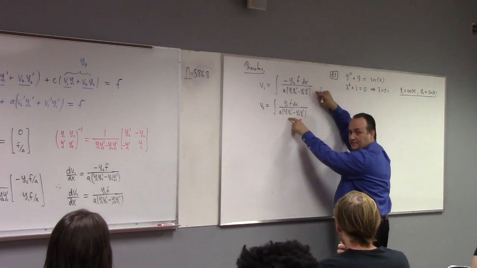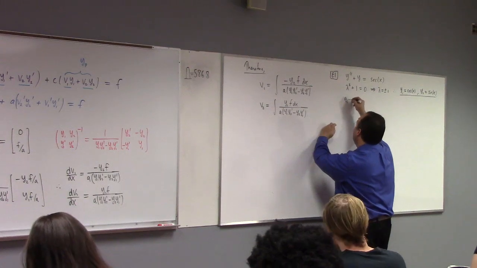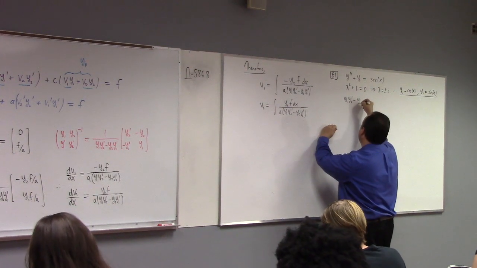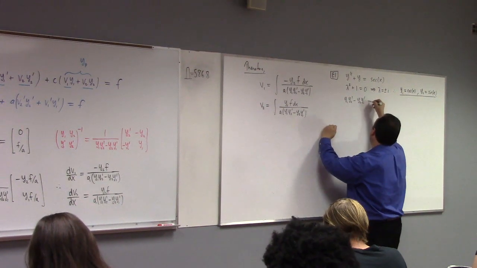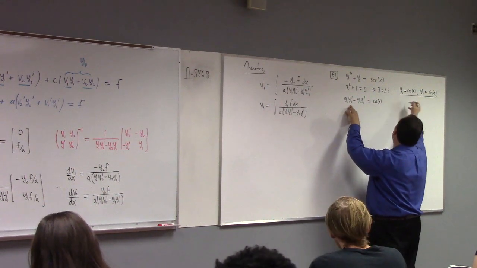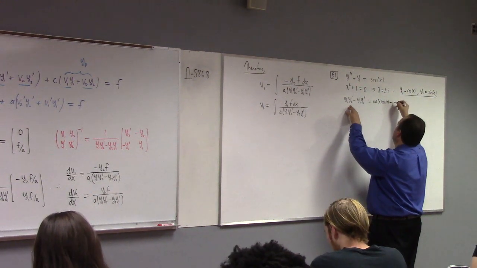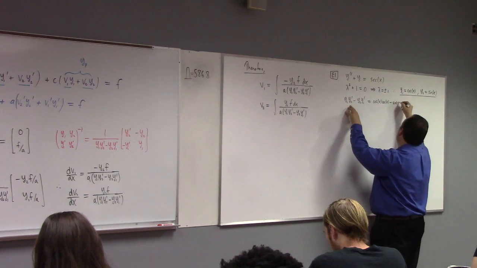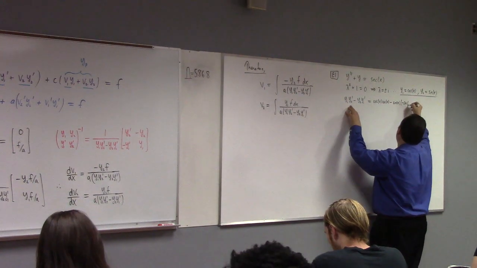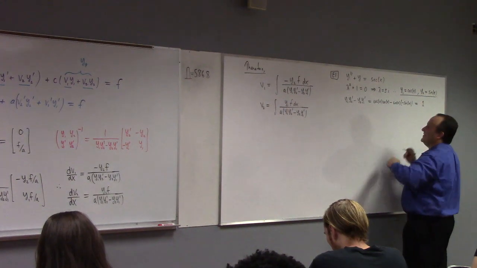First, do that. All right? So what is y1 y2 prime minus y2 y1 prime? So this is like cosine x times cosine x minus sine x times minus sine x. Well, look at that. This is 1. So the Wronskian's 1.